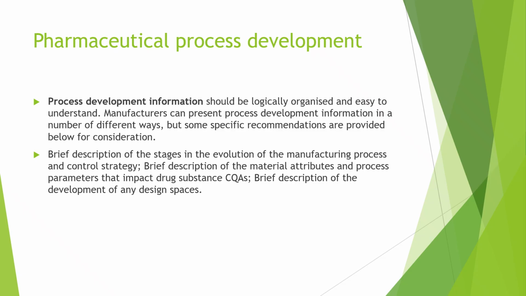A brief description of the stages in the evaluation of the manufacturing process and control strategy. A brief description of material attributes. Material attributes should have a brief description. Means suppose particle size, the color of the material, the granular size, the solubility. All these characteristics are the attributes of the material, and process parameters that impact the drug substance CQAs. So a brief description should be there. A brief description of the development of any design spaces should be mentioned.